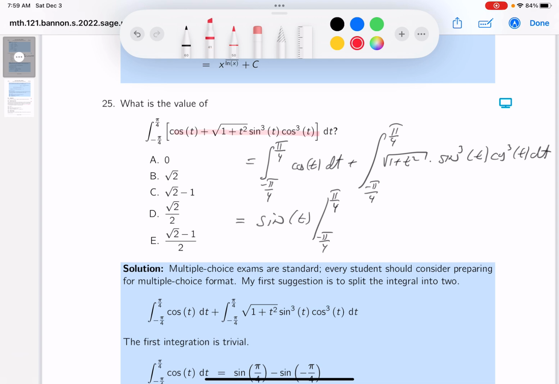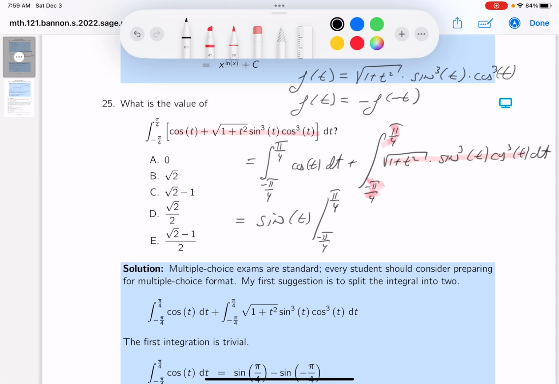I'm going to look at the integration. And what I immediately notice about this thing, it has symmetric limits about the origin. So it would be great if this integrand were odd. Let's write this down. So f of t, I'm hoping it's going to be odd, is equal to the square root of 1 plus t squared times sine cubed t times cosine cubed t. Again, I'm hoping for odd. What does that mean? I'm hoping that f of t is the same thing as minus f of minus t. Well, let's take a look, and let's write that down.